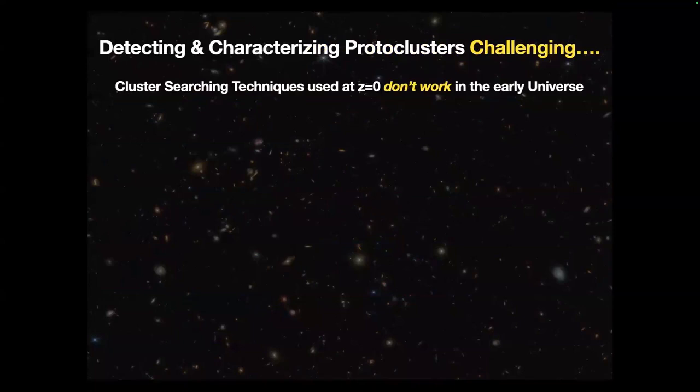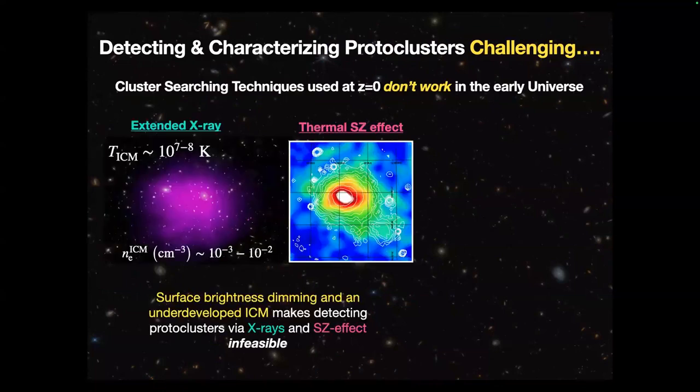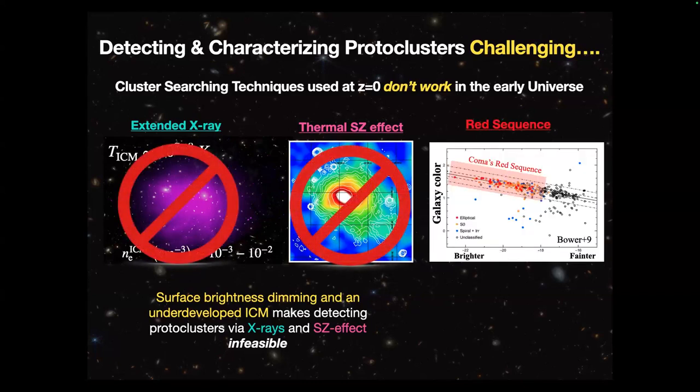It turns out that detecting and characterizing protoclusters is really challenging because cluster searching techniques that work at redshift 0 don't work at high redshift. So, for example, extended X-ray and thermal SZ, because of surface brightness dimming and an underdeveloped ICM, make detecting protoclusters via these methods infeasible, very, very difficult. There's a handful of SZ detected protoclusters around redshift 2. There's a great poster outside with one at redshift 4, but there's like 4 known. This is not a great way to go identifying large samples of protoclusters. So these just don't work really well at high redshift.